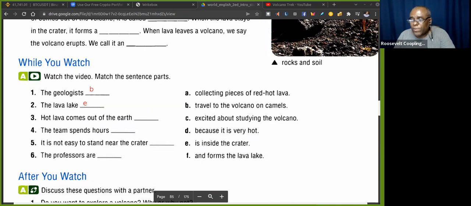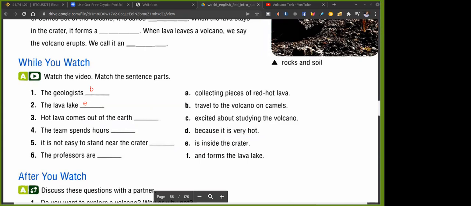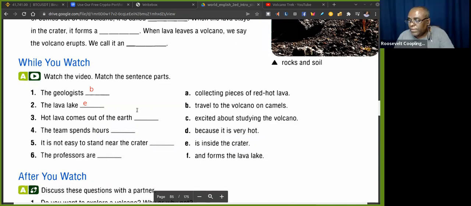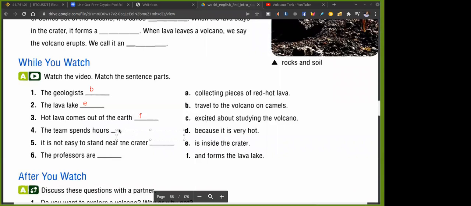Number 3, for example, hot lava comes out of the earth. Lava comes out of the earth. Letter F. And forms the lava lake. Yeah. Okay, so this is letter F. What about number 4?